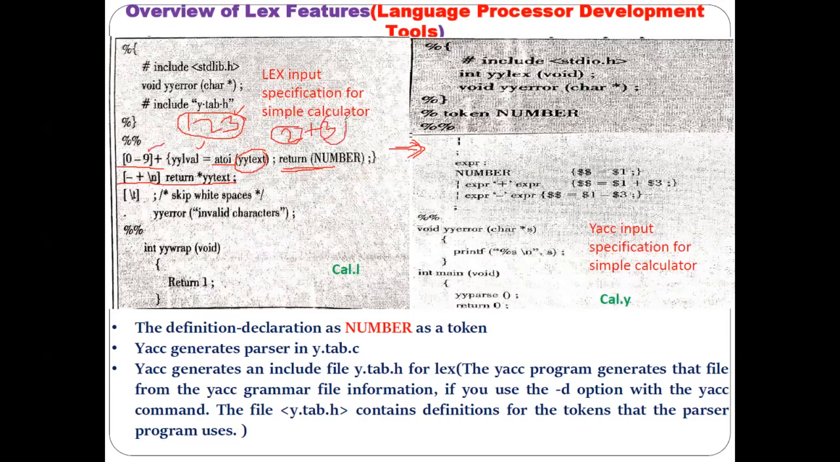Where these three will be recognized as a token, as a number by the first rule, and will get returned to the syntax analyzer, to the Yak program here like this. But what about this plus? This plus will match here, minus plus, and return star YY text. If it matches here, it will get stored in this YY text. Understood? And then it will be returned to the syntax analyzer or to the Yak program.